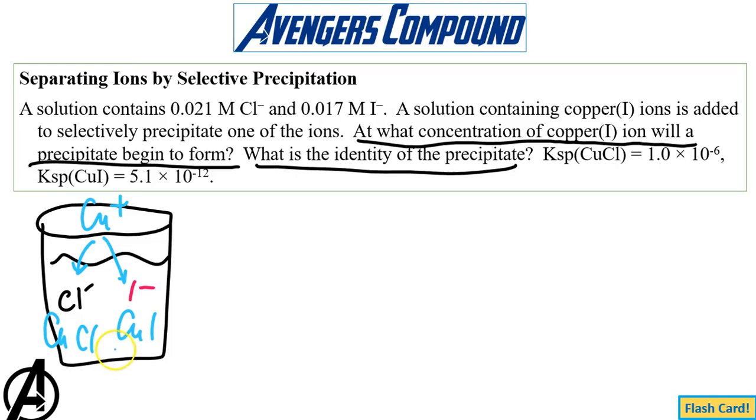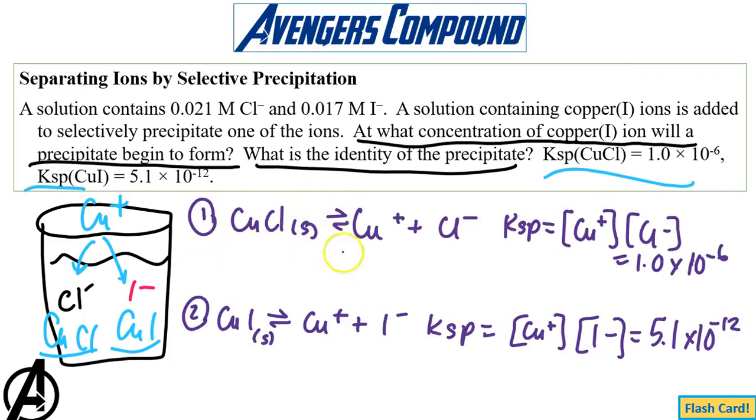So the next thing we want to do is create our dissolution equations for these particular solids in equilibrium, and then go ahead and match the KSP values that are given to those expressions. Okay, so for CuCl solid, it's in equilibrium to form Cu+ and Cl-. The KSP expression is going to be Cu+ times Cl-, which is equal to 1.0 times 10 to the negative 6. Number 2, we have CuI solid in equilibrium to form Cu+ and I-, with the KSP equal to Cu+ multiplied by I-, which is going to equal 5.1 times 10 to the negative 12.